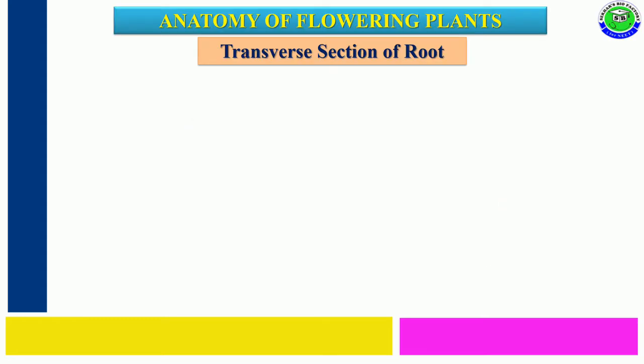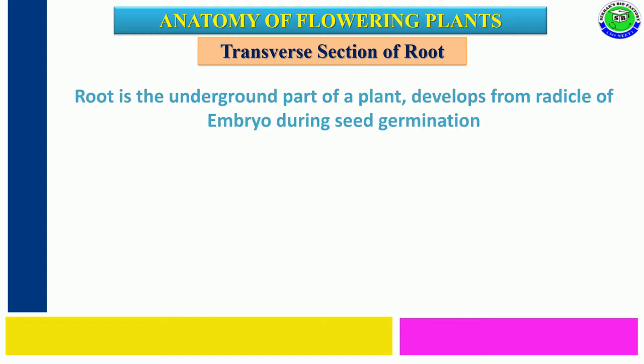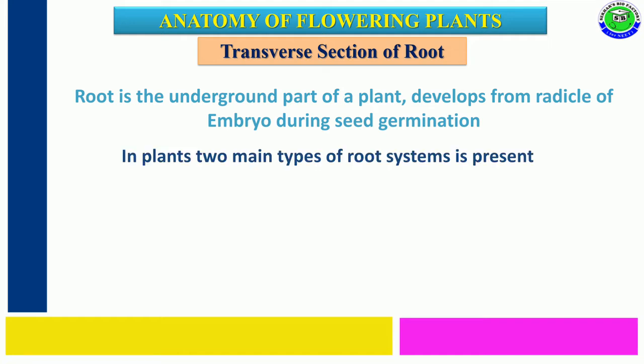In this video, I am going to explain one of the topics in the Anatomy of Flowering Plants chapter. It is the transverse section of root. Root is a vegetative part generally present inside the soil, and the entire root system is developed from the radicle of the embryo during seed germination.